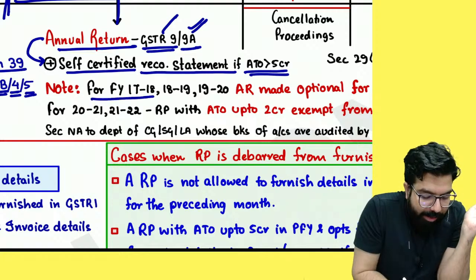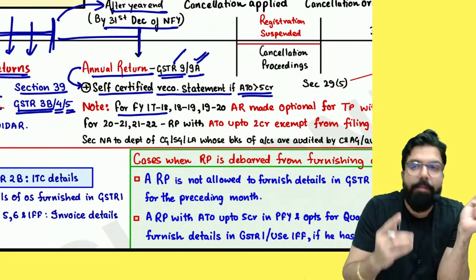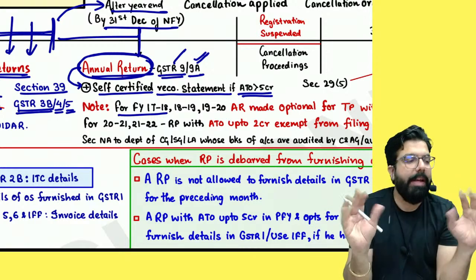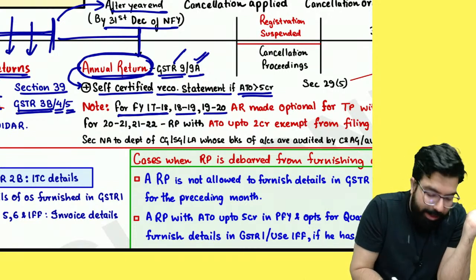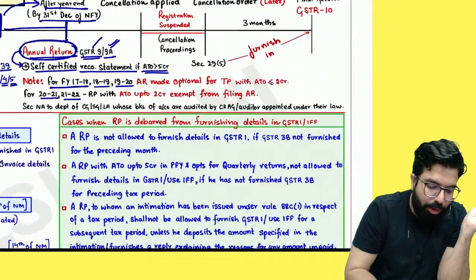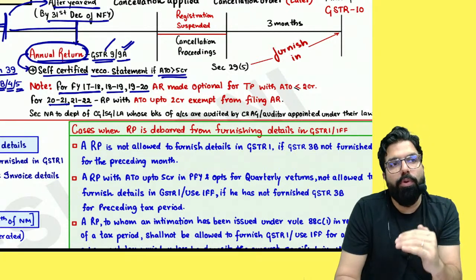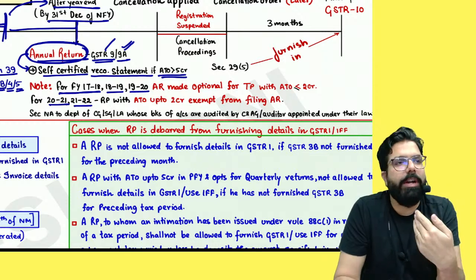Now, for the year 17-18, generally every registered person is required to file what, everyone? Annual return. Every registered person is required to file annual return. But then the government went ahead and told, for the years 17-18, 18-19, 19-20, 20-21, 21-22, and now for the year 22-23 also, if your turnover is up to 2 crore rupees, then you don't have to file your annual return also. Annual return is not required.